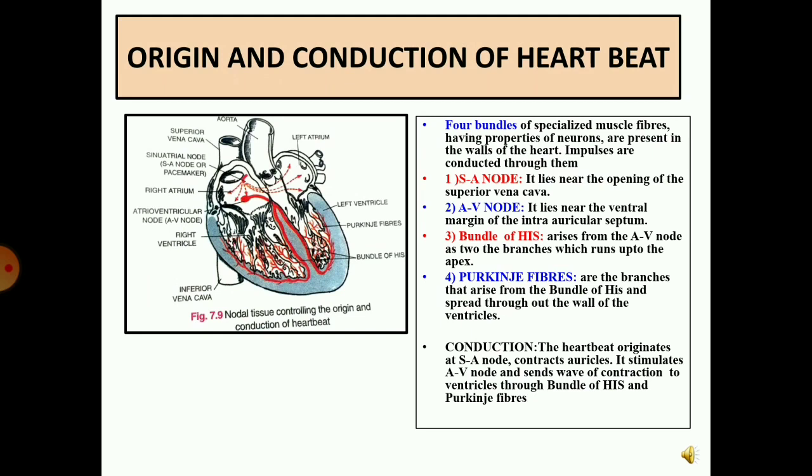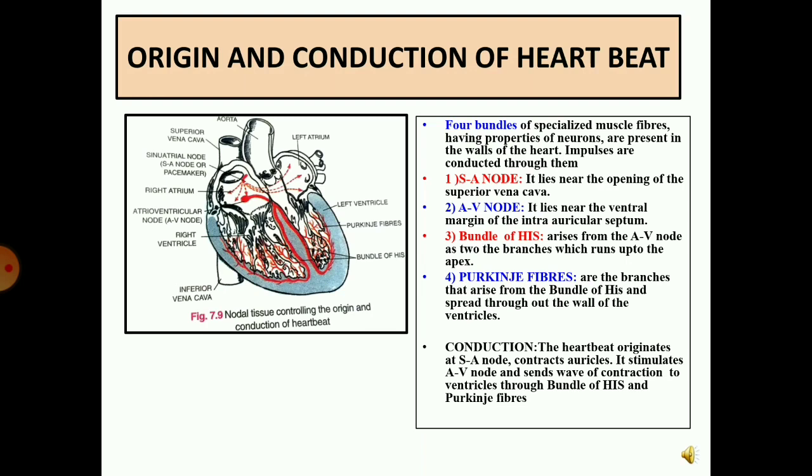The heart has 4 bundles of specialized muscle fibers having the property of neurons. They are present in the walls of the heart. Impulses are conducted through them. First, SA node. It lies near the opening of the superior vena cava. Then comes the AV node. It lies near the ventral margin of the intra-auricular septum. The 2 auricles are divided by a septum and that is known as the intra-auricular septum.